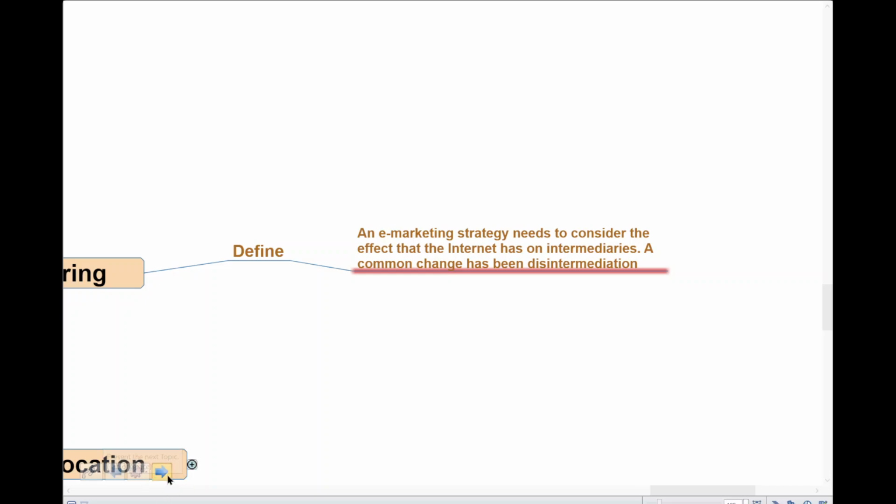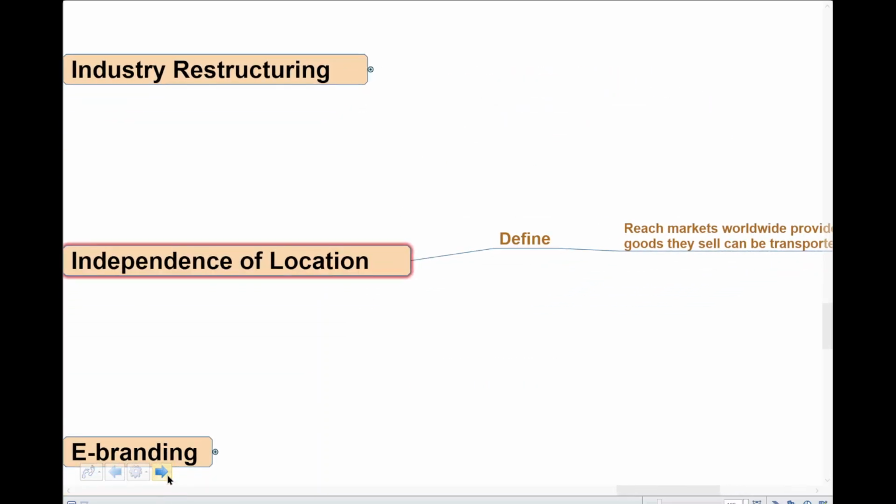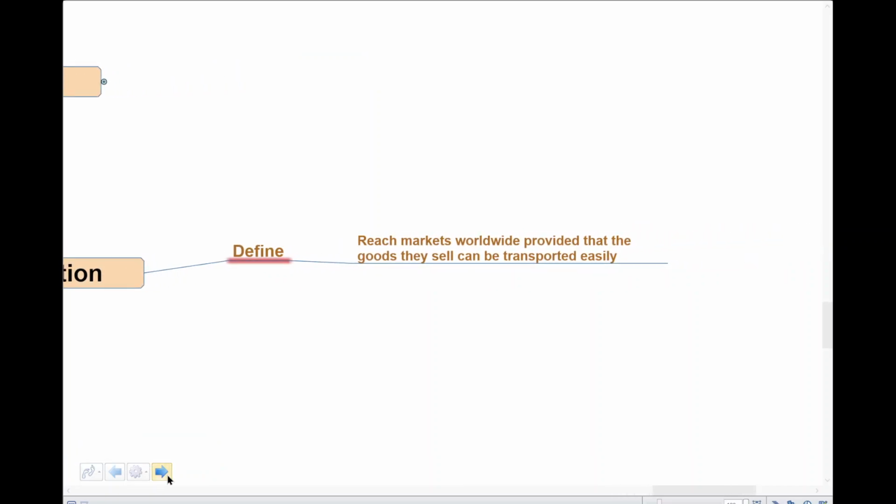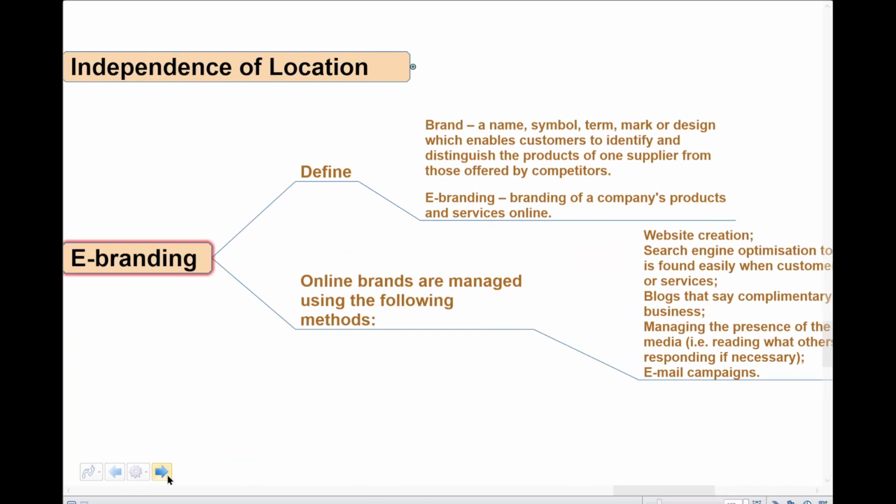Last area, I believe, is location, or independence of location. Obviously, the internet allows businesses to reach massive worldwide markets on the basis that they can actually deliver the good or the service. Okay, so those 6 I's definitely important to us.